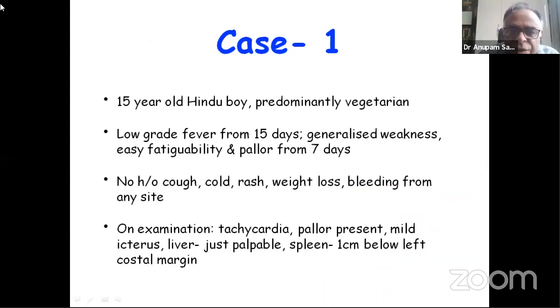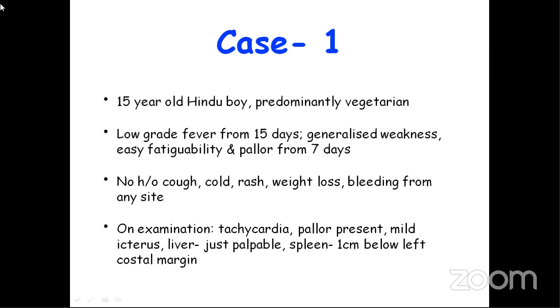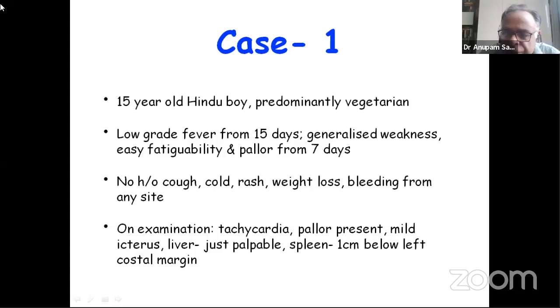The first case is a 15-year-old Hindu boy, predominantly vegetarian, with low blood sugar for 50 days, generalized weakness, easy fatigability, and pallor for 7 days. No history of cough, cold, rash, or weight loss. On examination, the child had tachycardia, pallor, mild icterus, liver was just palpable, spleen 1 centimeter below the left costal margin.